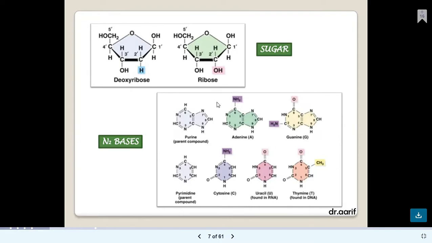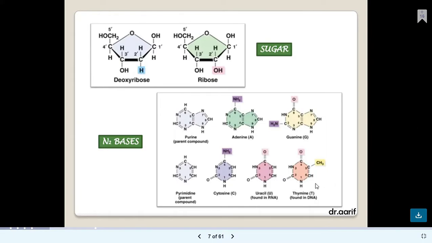And nitrogenous bases, you have two types. You have purine bases and you have pyrimidine bases. Purines are adenine and guanine, and pyrimidines are cytosine, thymine, and uracil. Uracil is mainly in RNA and thymine is mainly in DNA.